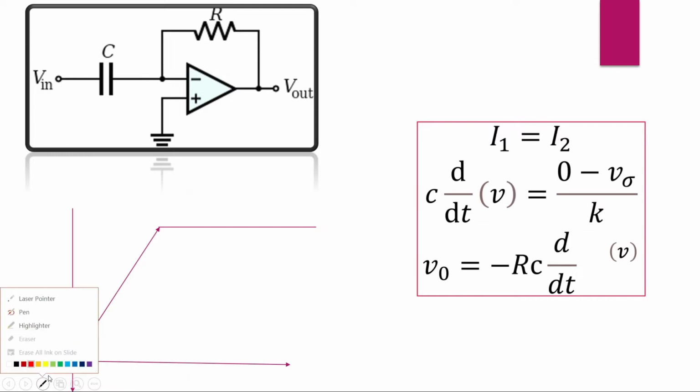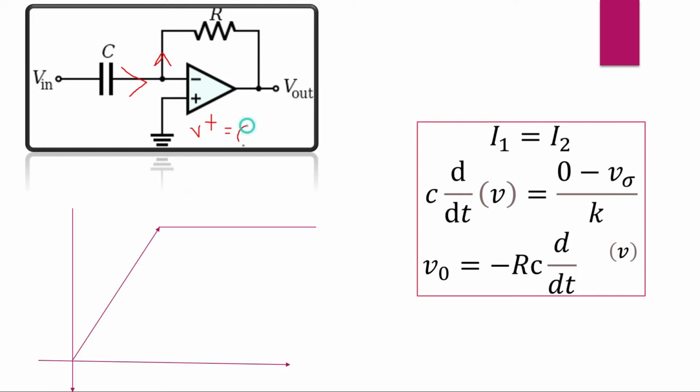Now let's analyze this circuit. According to Kirchhoff's current law, the sum of currents entering a node is equal to the sum of leaving currents. We are assuming the ideal case, so it offers infinite gain, and the positive terminal is connected to ground. So V plus is equal to 0. In the ideal case, V plus is equal to V minus, so the voltage at the non-inverting terminal equals the voltage at the inverting terminal. We are deriving the equation from the sum of entering currents.